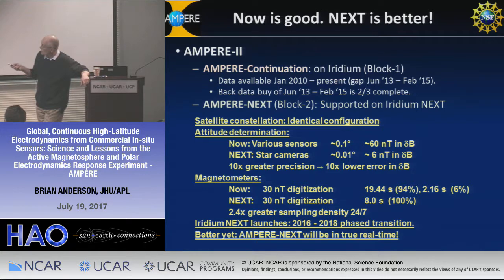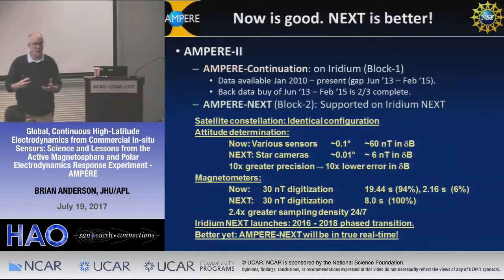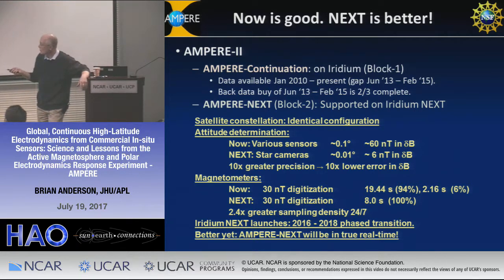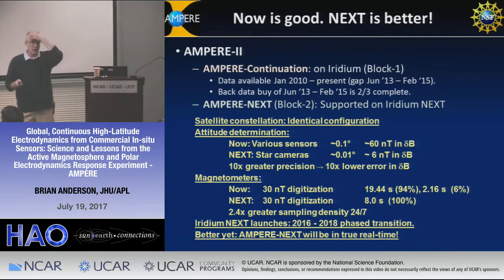Next is on Block 2. The satellite constellation is the identical configuration, so it's the same spacing between satellites, the same orbits, all of that. So all the positions of the satellites are the same. The attitude determination now is about 1/10 of a nanotesla, so that corresponds to about a 16 nanotesla error in your magnetic perturbations. This is how good it's going to be. That's below the noise level. It's below the digitization level. So the attitude solution is not a limiting factor anymore.